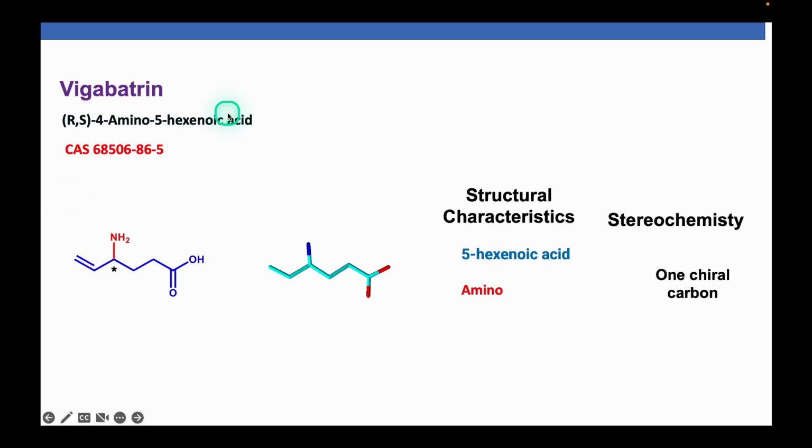Here we present the systematic name, CAS number, structures expressed in 2 and 3 dimensions for Vigabatrin. Because it is still supplied as a racemic mixture, the 3-dimensional structure represents one of the enantiomers. In its structure, an amino group attached to an asymmetric carbon and a vinyl group stand out.